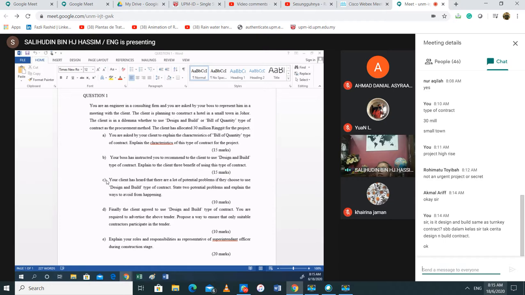Then your client has heard there are a lot of potential problems if they choose design and build type of contract. Stick to potential problems. Of course, I told you, some of the contractors sort of mislead the client on the detail. If you remember, I gave the example of our 11-storey menara, the faculty at the corner there. It's design and build, but you will see that even the partition is made of the same board. This kind of thing, isn't it?